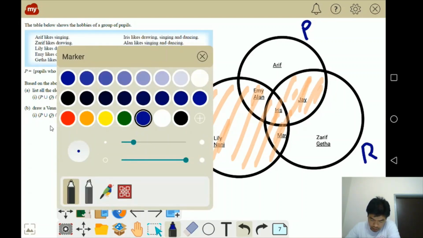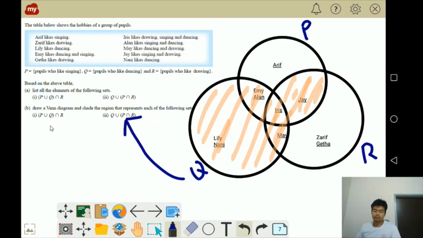This is the answer for B2. The answer is Lily, Nani, Amy, Ellen, Iris, May, and J. The answer should coincide with A2, if you check back.